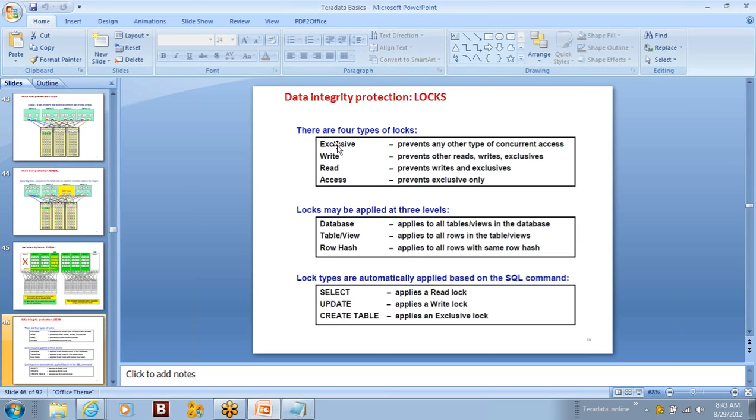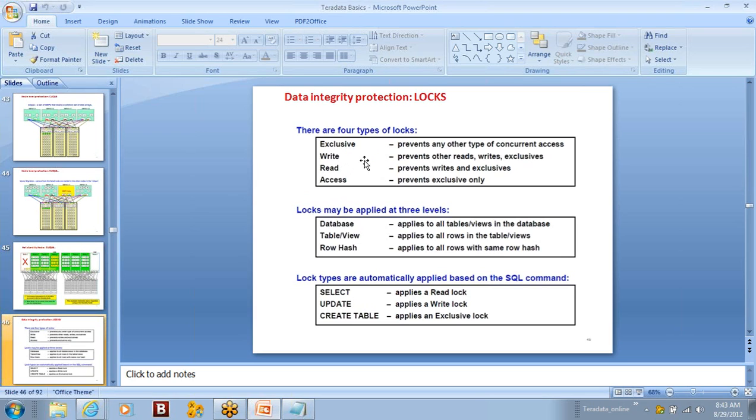Right, so exclusive is not compatible with access, read, write, and exclusive itself. If exclusive is obtained, no other lock can be obtained. If any other lock is there, exclusive cannot be obtained. Okay, it is restrictive on both sides. It is a highly restrictive lock where it won't allow any other user to obtain any of the locks on the object at the same time.